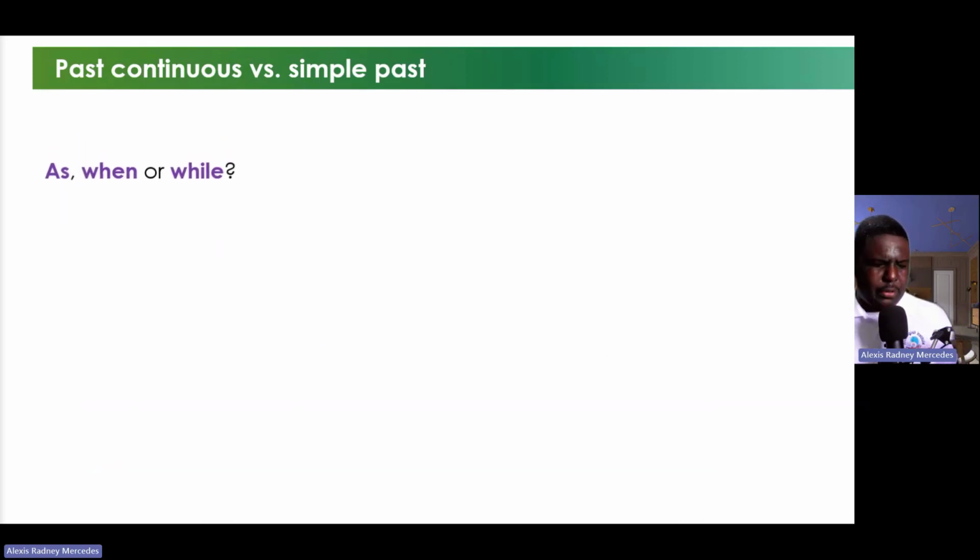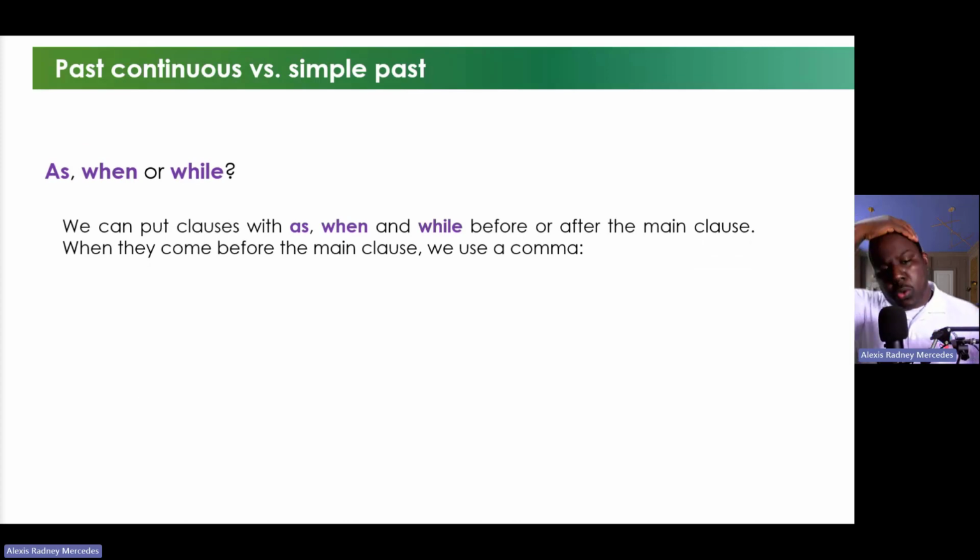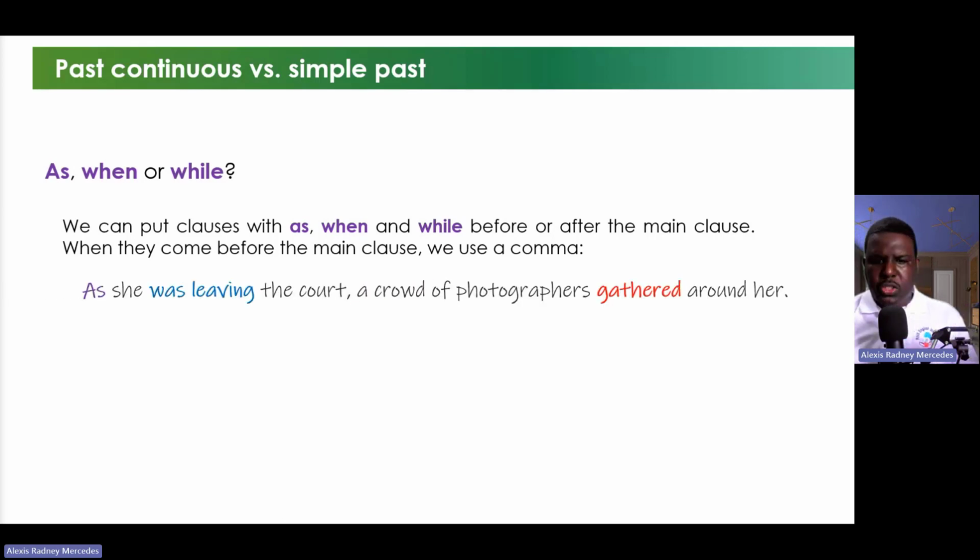But let's explain a little more about this. When we put clauses with as, when, and while before or after the main clause, when they come before the main clause, we use a comma. For example, as we were leaving the court, so as it's at the beginning here, as you can see here, you put a comma. A crowd of photographers gathered around her. So when we start with as, when, or while at the beginning, we put a comma.